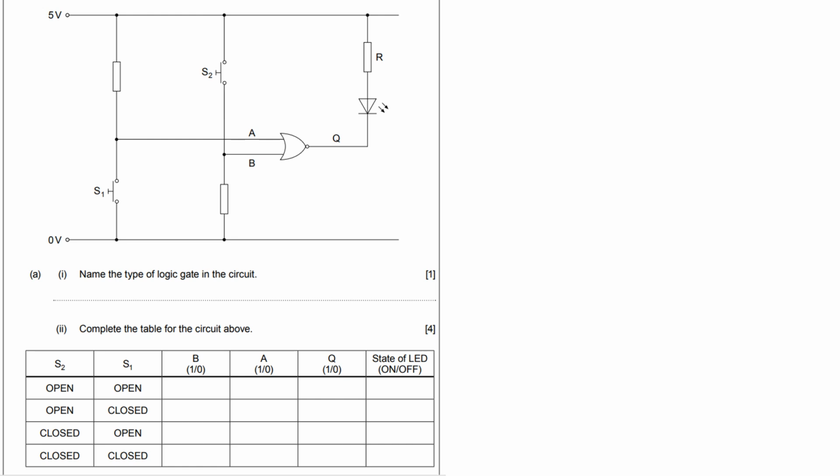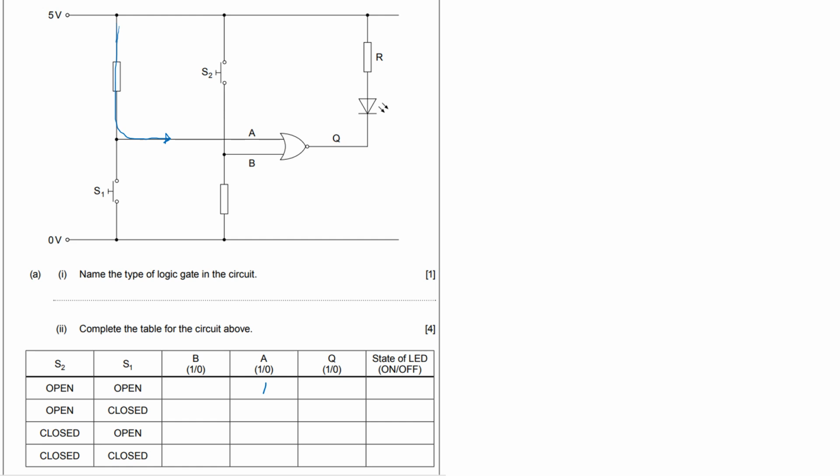Right, okay, so as you can see, you have a logic gate there, which is clearly a NOR gate, but then it says complete the table. So think about what's going on. When switch S1 is open, the current will obviously come down here, and it will go that way, won't it, when the switch is open. So if the switch S1 is open, then A would obviously be a logic 1, wouldn't it?